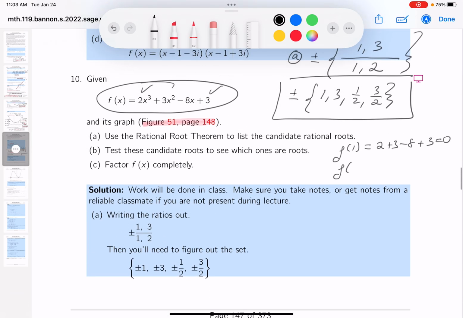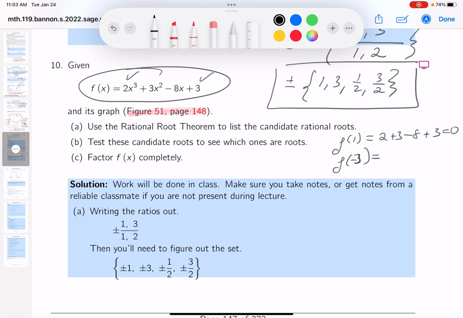So f of -3. This is more difficult, isn't it? And by the way, there's going to be 3 of them. Okay, let's see if this works. What do you get? You get 2 times -27. It's going to be more difficult. I'm plugging it in. Plus 3 times 9. And then, let's see, that's going to be plus 24 plus 3. Yeah, much more difficult, isn't it?